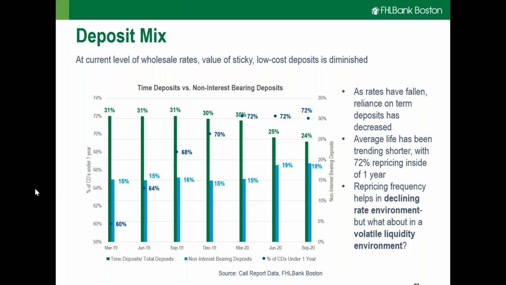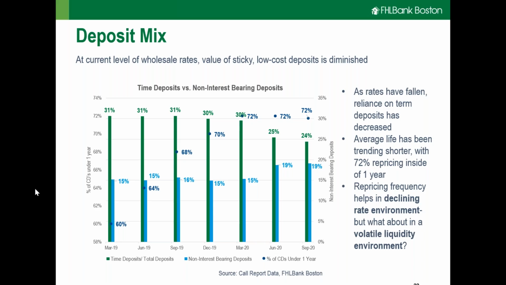So going back to March of 2019, 60% of CDs had maturities under 1 year, and that was increasing by about 2% each quarter going through 2019. So the upward trend was continuing, and today we sit at 72%. So there's more CDs that are priced at the shorter end of the curve.